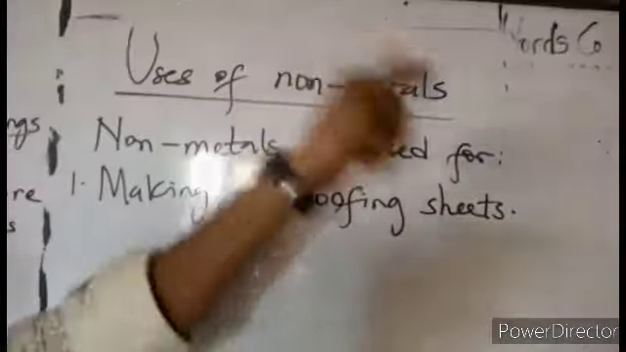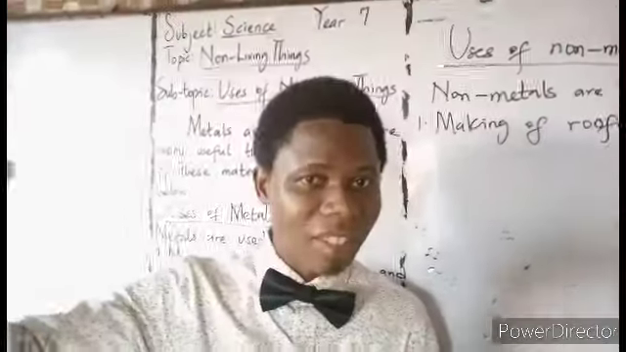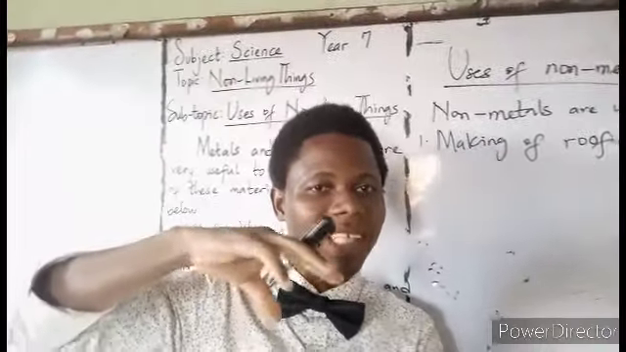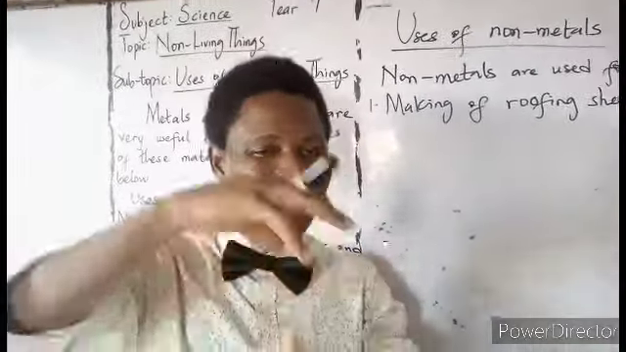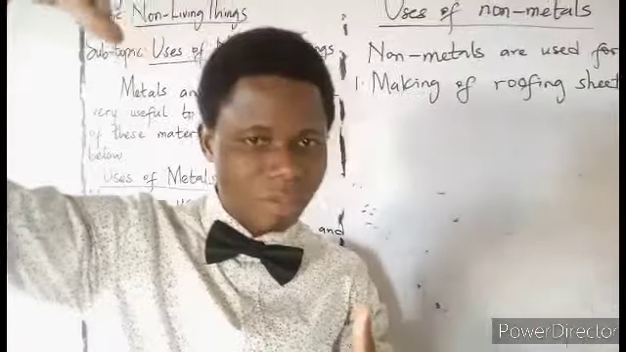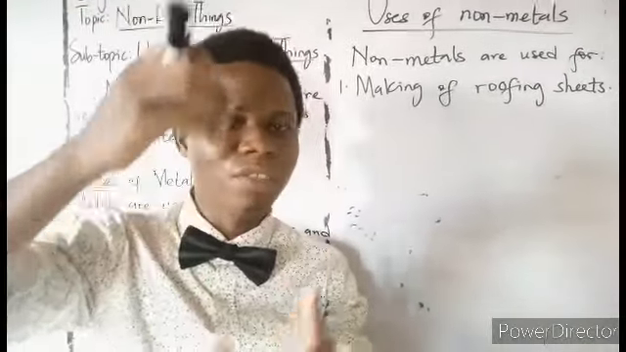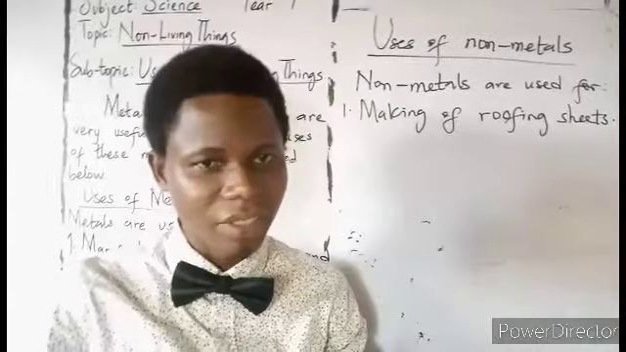And when I talk about making of roofing sheet again under non-metals, I'm talking about the asbestos, the slates that we use to build your house. Some of the buildings we have, they use what they call asbestos and slates to roof the building, especially slate on top. So that one is not metal. It's made up of sand, stone, and cement. So that is not metal.